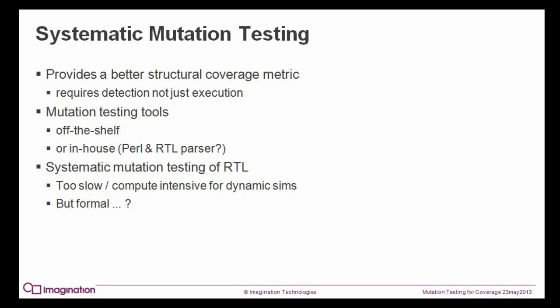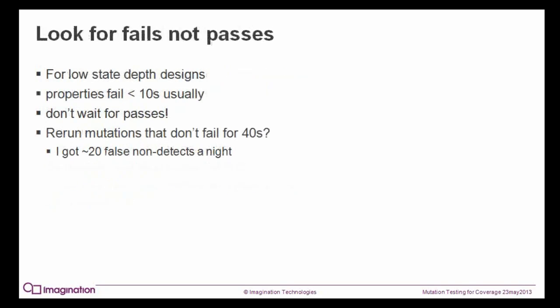If you want to systematically go through and mutation test all your RTL with a dynamic simulation, that is going to take a long time because you've got to run your full regression for each mutation. But for formal, it might be possible. Basically, the key to this is you're looking for fails, not passes.